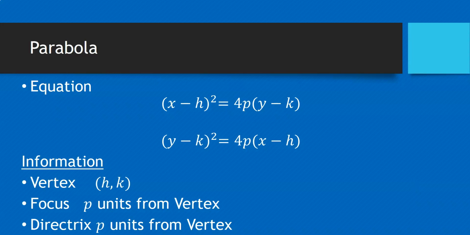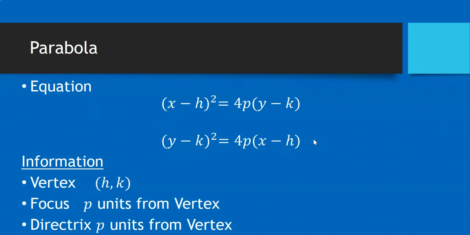Okay, so in this video, we're going to look at what we did with circles, but now with parabolas. Parabolas are the second type of conic sections that we're going to look at manipulating in this section. The standard form of an equation for a parabola looks one of two ways. It looks like (x minus h) squared equals 4p times (y minus k), or it looks like (y minus k) squared equals 4p times (x minus h).